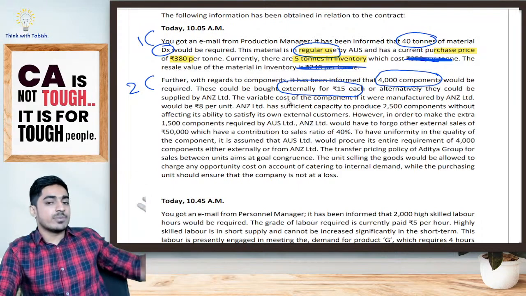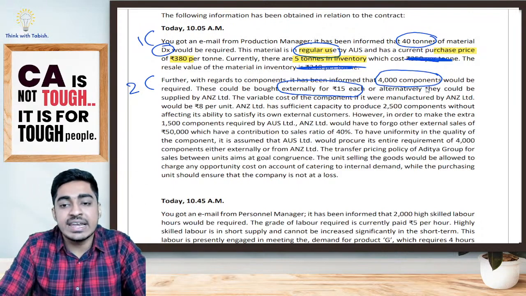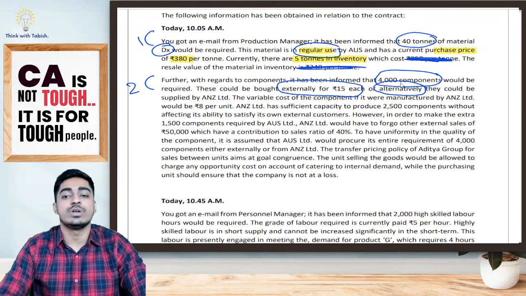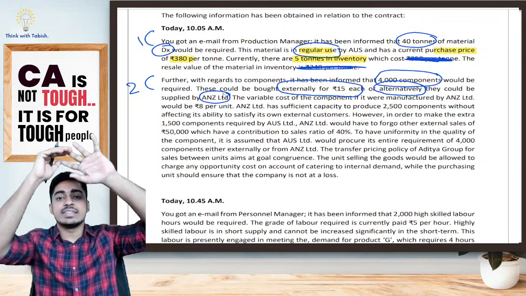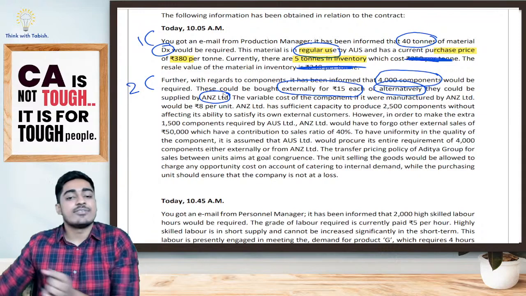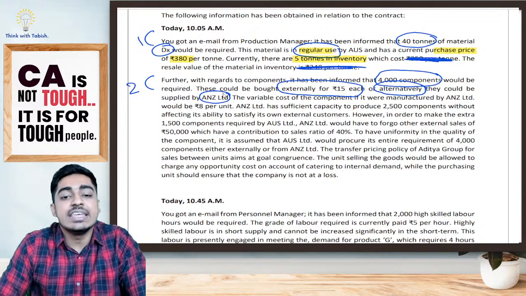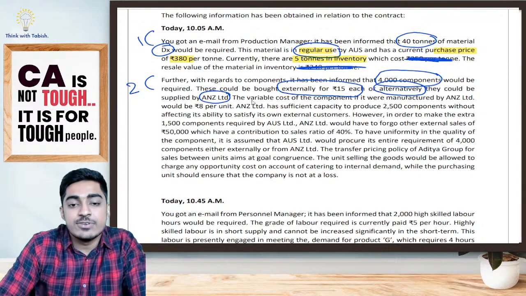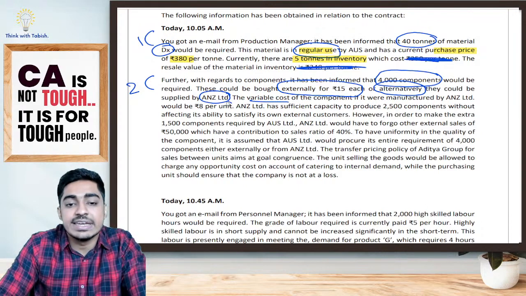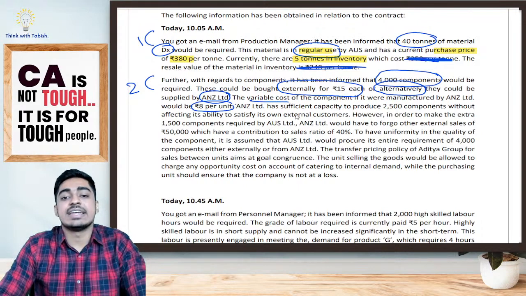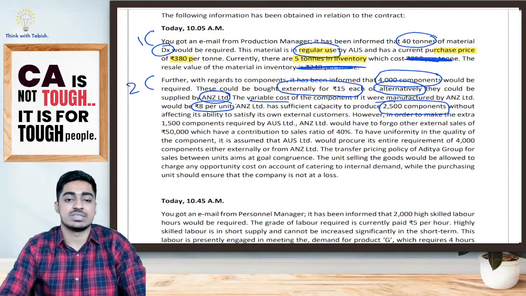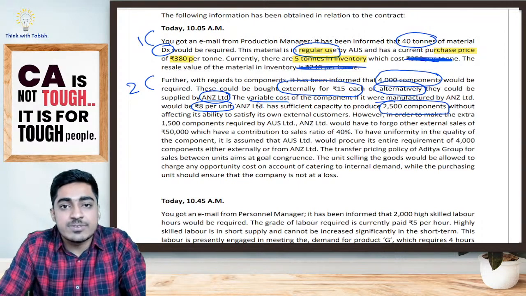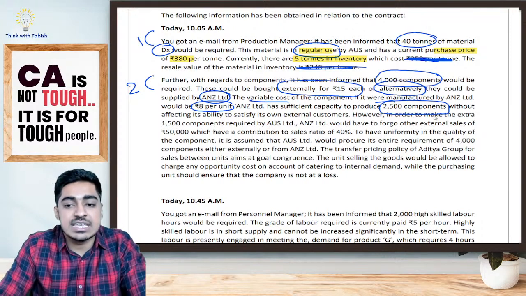Either we can buy it from outside, pay 15 rupees, or alternatively, it could be supplied by ANZ Limited. We've already told, Aditya has AUS and ANZ. We have our sister concern ANZ. It can give us at variable cost, which is 8 rupees per unit. And it has sufficient capacity to produce 2,500 components. For 2,500 components, spare capacity is available.